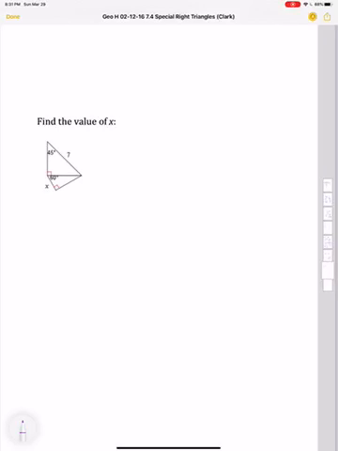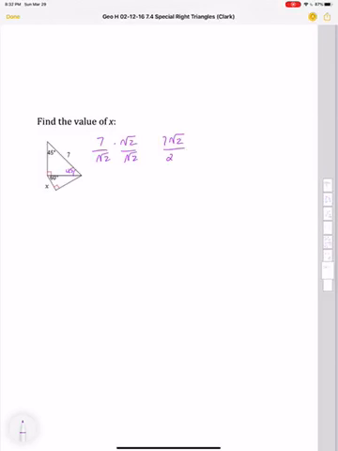Okay, this next one, great question. You have to use all of your stuff. So what I want you to do is try this one, pause the video again, come back, check your answer, and I'll work through it with you. All right, so this is 45, 45, 90 from the start. This is 7. That means that 7 divided by the square root of 2, rationalize. So that's 7 root 2 over 2.